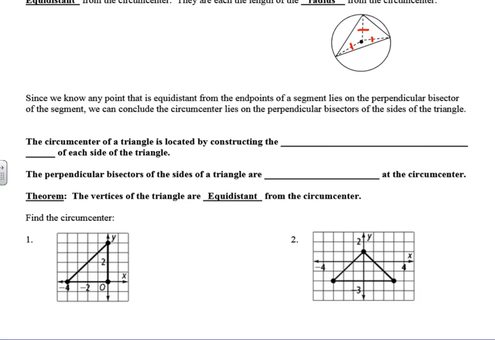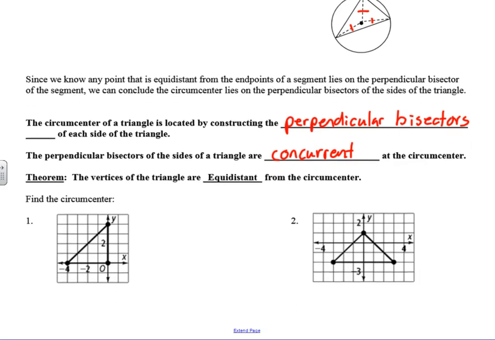So the circumcenter of a triangle is located by constructing the perpendicular bisectors of each side of the triangle. The perpendicular bisectors of the sides of the triangles are concurrent. That means they intersect at the circumcenter. So the vertices of the triangle are all equidistant from the circumcenter.